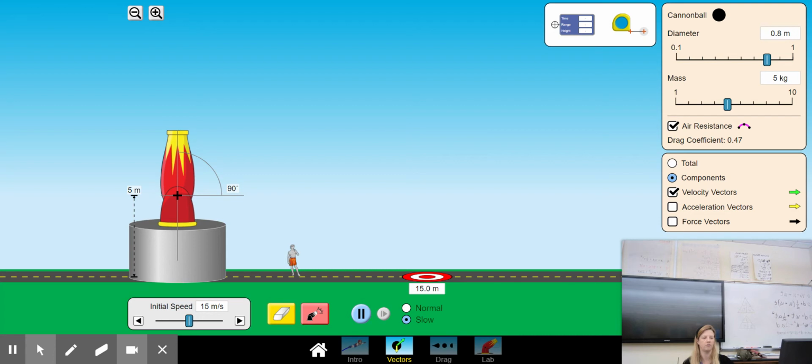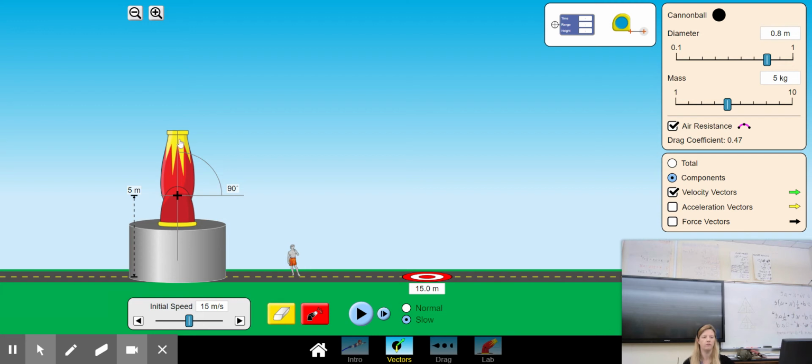We're going to look at that green arrow. So the green arrow points straight up, and then it points straight down. Okay, it's never pointing to the right or to the left. There's no component of this velocity that is ever to the right or the left. So there is no horizontal velocity at all when we're launching the cannonball straight up in the air.